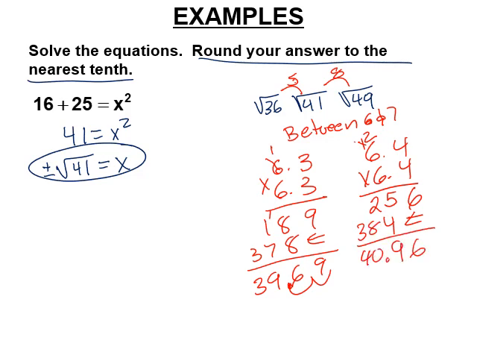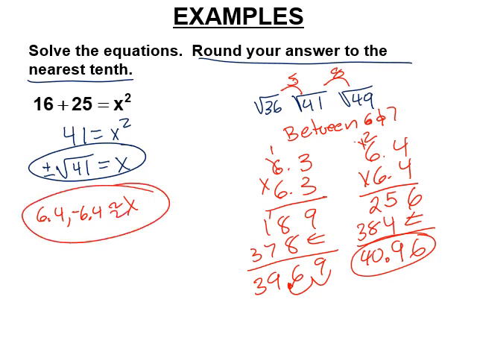Oh, look at that. 40.96 is almost exactly. So we're going to say x is positive 6.4 or negative 6.4, and I shouldn't be using an equal sign anymore. It's approximate, right? We rounded it to the nearest tenth. And notice how you can write positive or negative square root of 41 there.